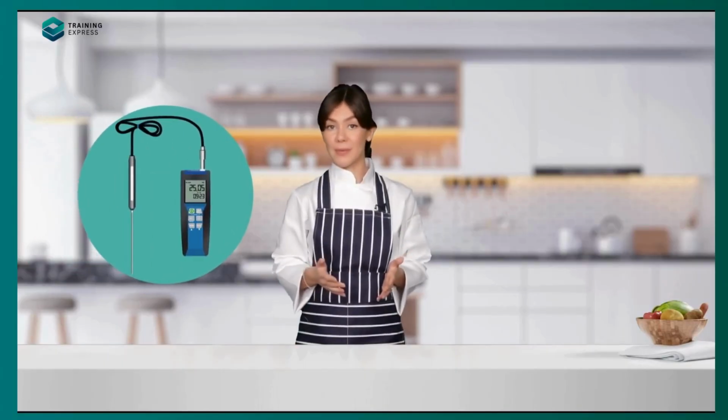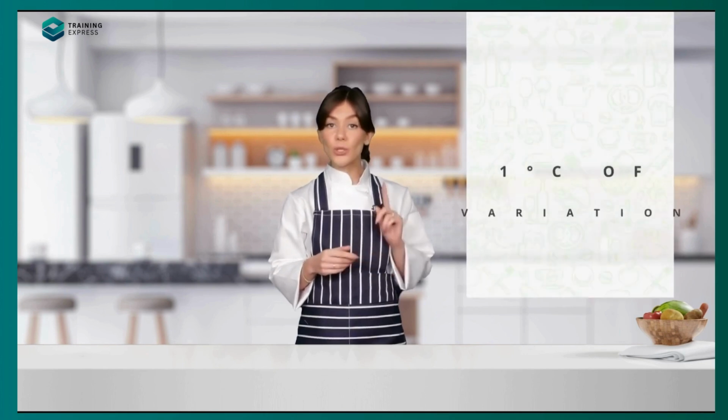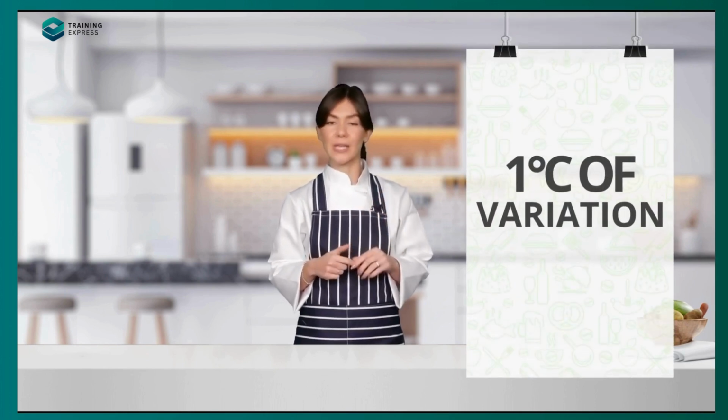Digital probe thermometers are used to check safe cooking temperatures. Checking is done by inserting the thermometer into the thickest part of the meat. Digital probe thermometers can be calibrated by placing them in ice to check if it reads 0 degrees C and in boiling water for 100 degrees C. 1 degree C of variation is usually allowable.